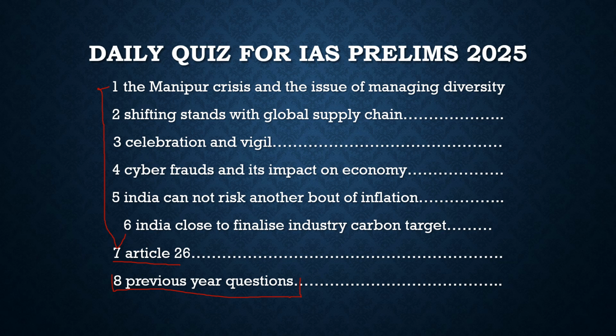So with this, let's have a look at the topics from where we have taken today's questions. It won't take us more than 5 to 6 minutes to discuss these topics. We will develop the context from these topics, and by using this context we will solve the questions from the next slide. So the first article in the news today is about the Manipur crisis and the issue of managing diversity. Let's try to make it a nutshell. I would like to give you the basic context behind it.